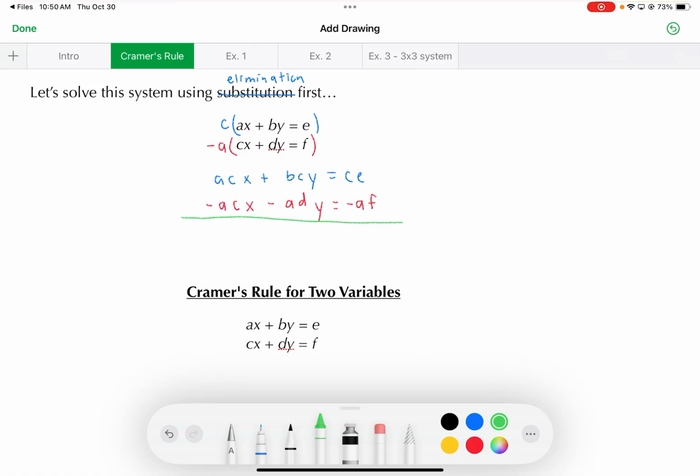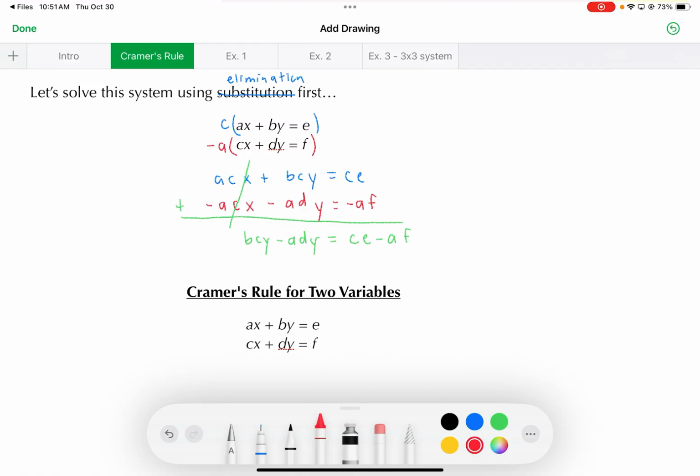And that would allow me to add the two equations together to cancel out the first set of terms, cancel out the x variable, right? And then that would leave me with BCY minus ADY. Those are not like terms, so I can't currently combine them. Equals CE minus AF.